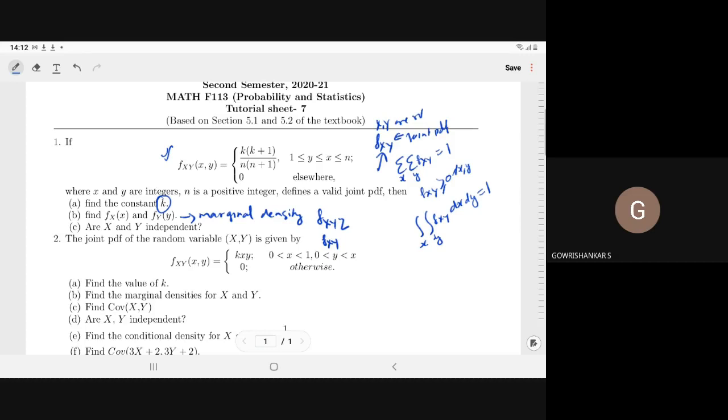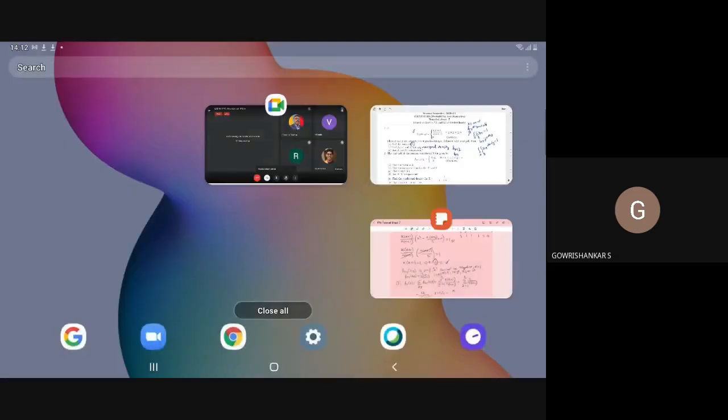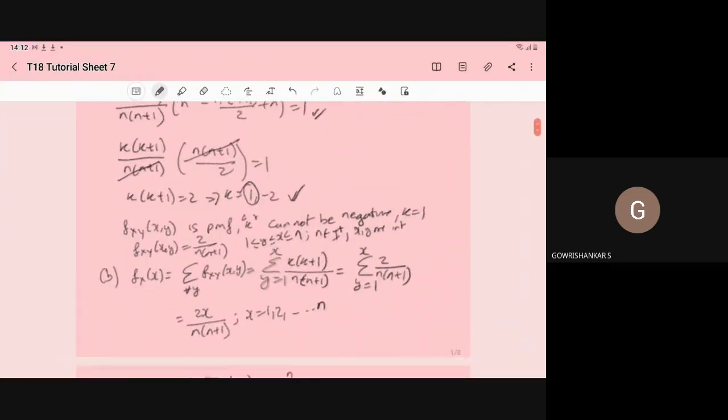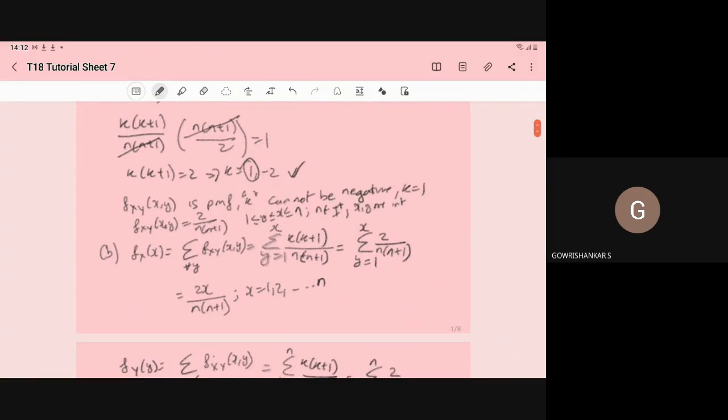So when we have to compute the marginal density or marginal distribution, it is given to you that f(x,y) is 2 upon n(n+1) for the interval 1 less than or equal to y less than or equal to x less than or equal to n. So when we have to compute the marginal density, the random variable is capital X. So when we compute the marginal density for x, meaning the distribution of x, you have to take the summation over y.